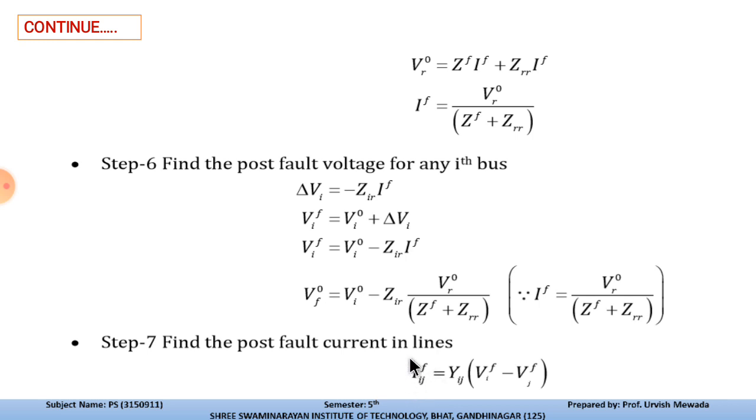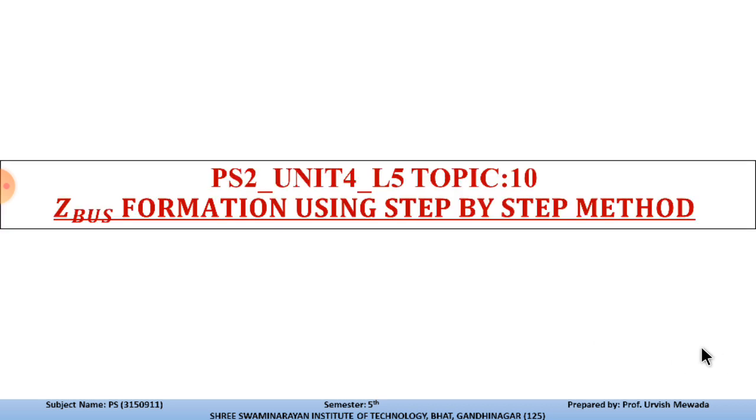So the fault current in line IJ is equal to, here the impedance is replaced with the admittance of the respective network. So that will become YIJ, and the equation is basically I is equal to Y into V, where V is VI at fault time minus VJ at the time of fault. So if we have the values of these two voltages and the admittance, we can determine the post fault current of the system using this formula.